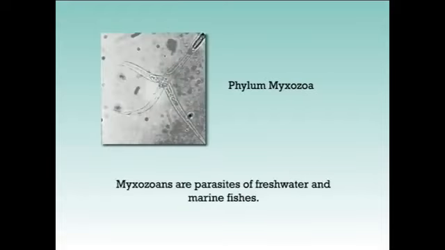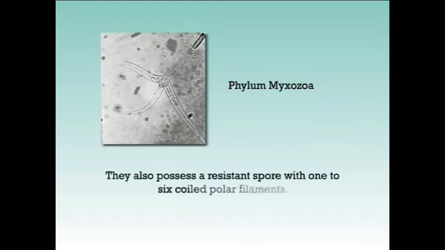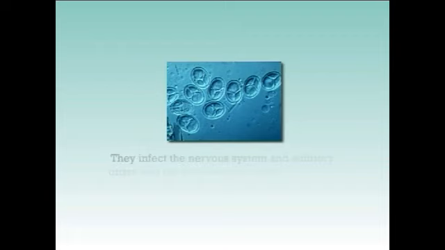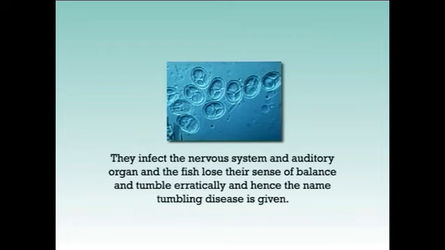Next is the phylum Myxozoa. Myxozoans are parasites of freshwater and marine fishes. They also possess a resistant spore with 1 to 6 coiled polar filaments. Myxosoma cerebralis is a myxozoan that causes whirling disease in trout and salmon. They infect the nervous system and auditory organ, and the fish lose their sense of balance and tumble erratically, and hence the name tumbling disease is given.